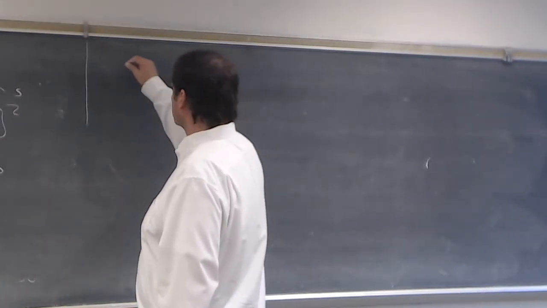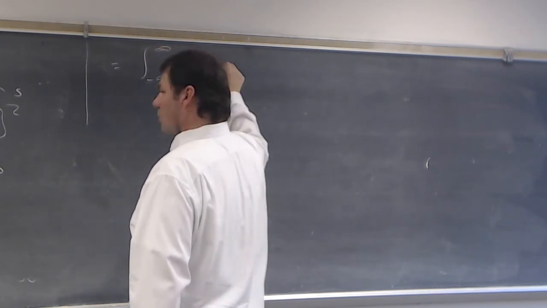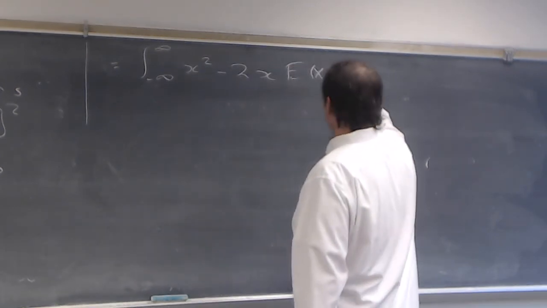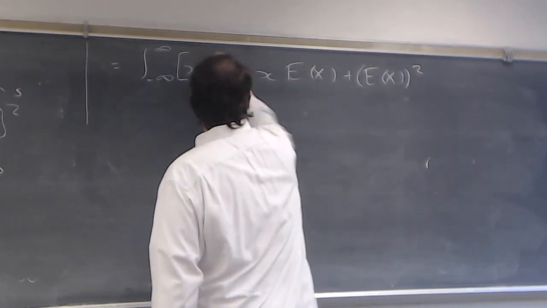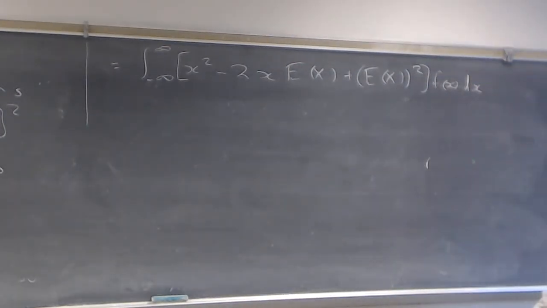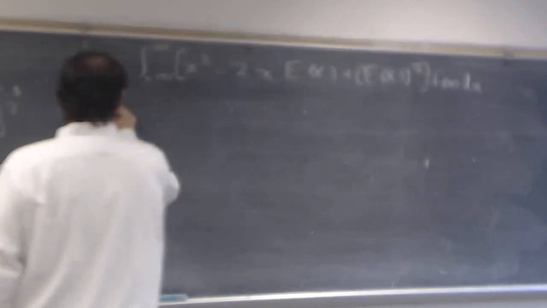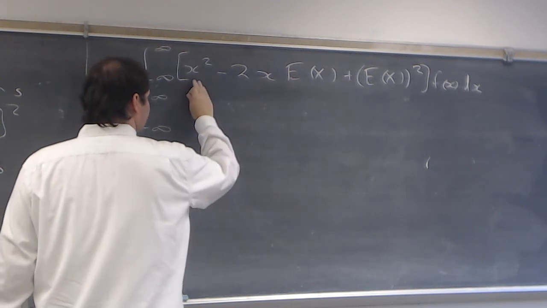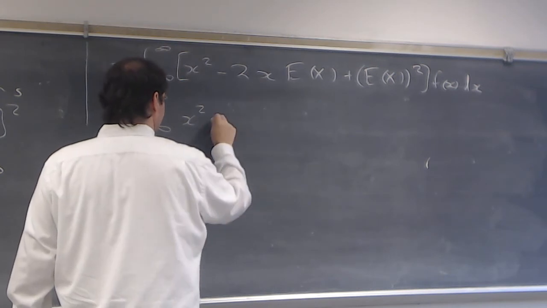Okay, that is going to be equal to the integral from minus infinity to infinity of x squared minus 2x times the expected value of x plus the expected value of x squared, all of that multiplied by f of x, which is the probability density function, dx. All right, we could break that up into several intervals. It's the interval from minus infinity to infinity. Here, let's write it down as one interval at this point, where I distribute the f of x.